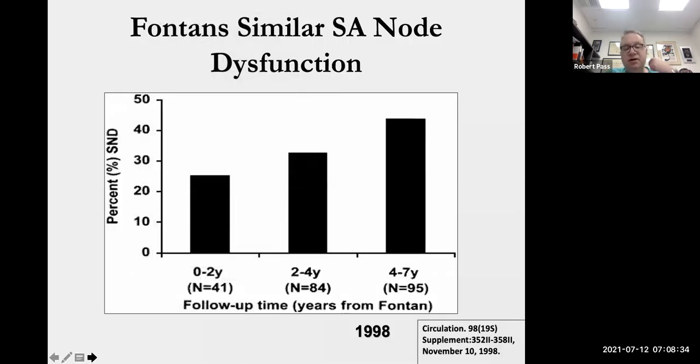As I mentioned earlier, similarly, Fontan patients also suffer from sinus node dysfunction. And this is an older study, which was largely reflecting lateral tunnel Fontans. But you see here that 4 to 7 years out from Fontan, nearly 50% of these patients had sinus node dysfunction. And this has been studied many, many times. And sinus node dysfunction is a very serious problem. Again, it's almost always due to significant degree of scarification around the area of the SA node.